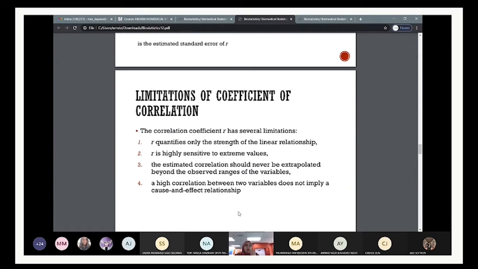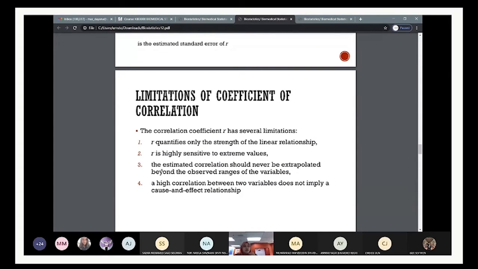Okay, alright. So, the limitation of the coefficient of correlation is that R only quantifies the strength of the linear relationship. It doesn't say whether one is predicting the other. And R is very sensitive to extreme values. For example, you have that one straight line, right? Suddenly you have one value that is a bit far from the mean, but R will still use that value. When we calculate R, we still have to use the value.